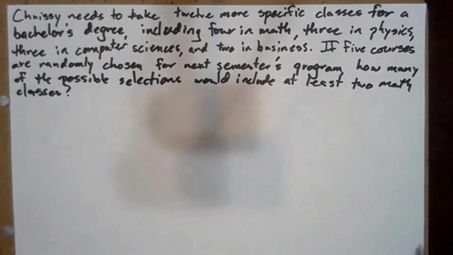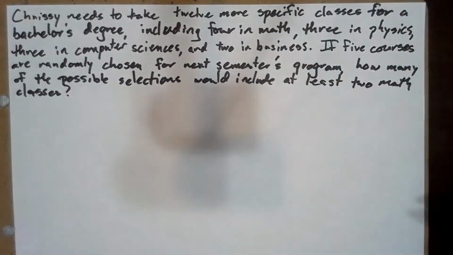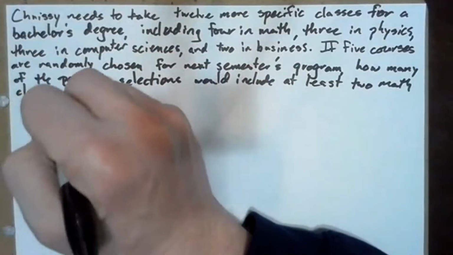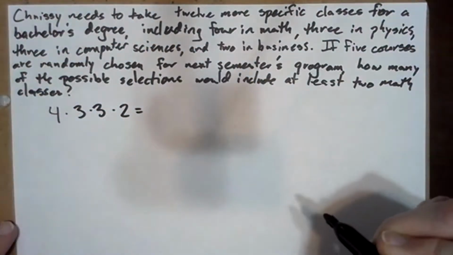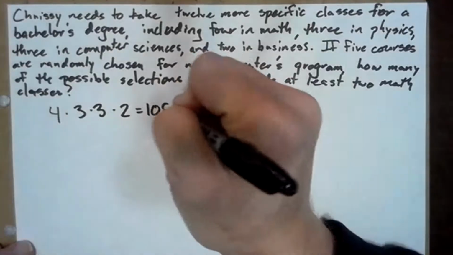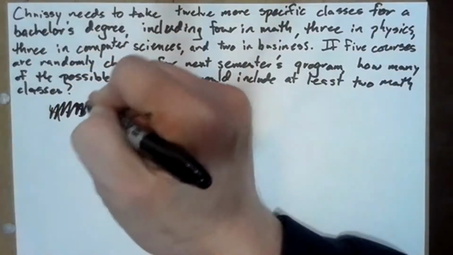Overall, we've got 4 math classes, 3 physics classes, 3 computer science classes, and 2 business classes. So that's 4 times 3 times 3 times 2 gives us 108 total schedules. Five courses are randomly chosen from next semester's program. Okay, so I'm doing this wrong. I apologize.